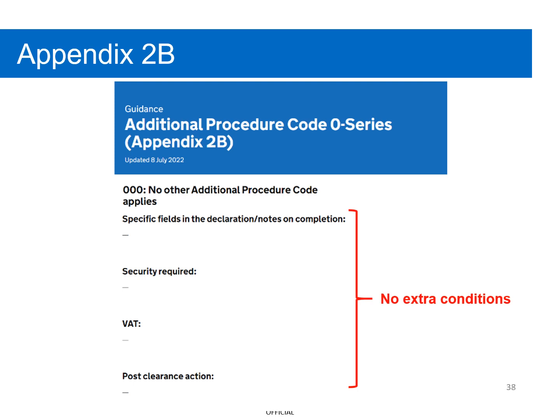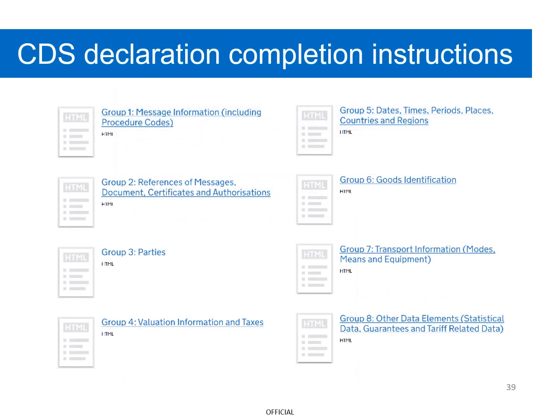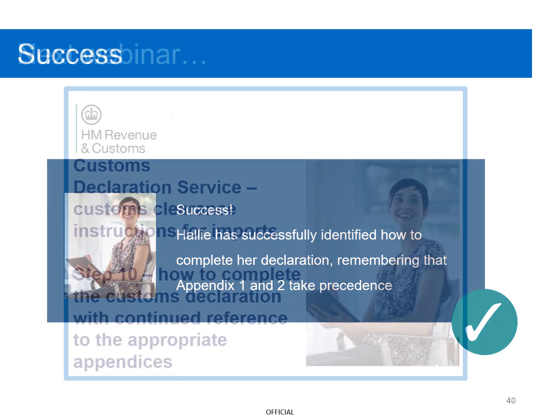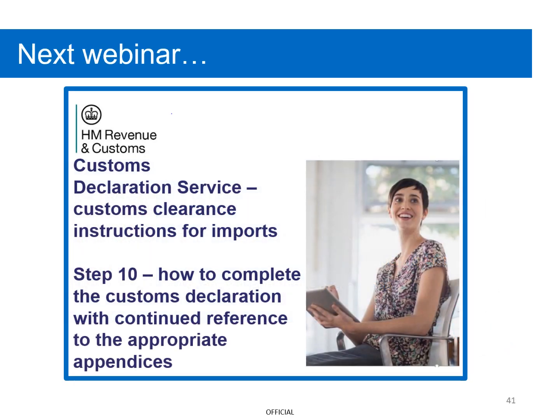It's important to note that other additional procedure codes might require specific fields to be completed, laid out in the same format as Appendix 1. Now that Hallie has worked through data elements 1.1 and 1.2 in Group 1, she needs to work through all of the other data elements in Groups 1 to 8. Hallie has now identified how to successfully complete her declaration, remembering that Appendix 1 and 2 take precedence. Watch the next webinar to see how Hallie will use appendices to complete her customs declaration.